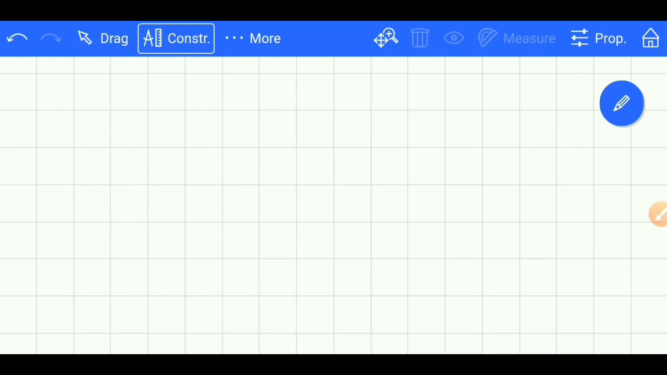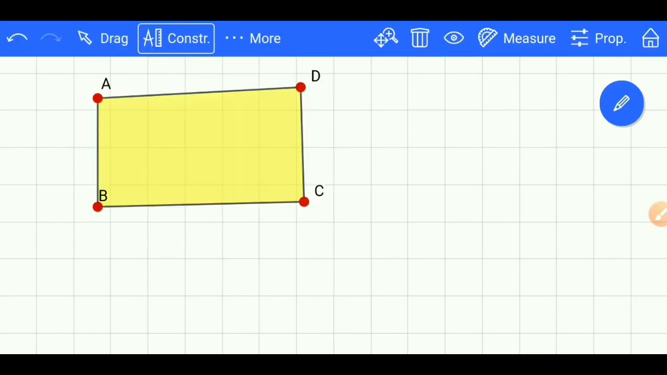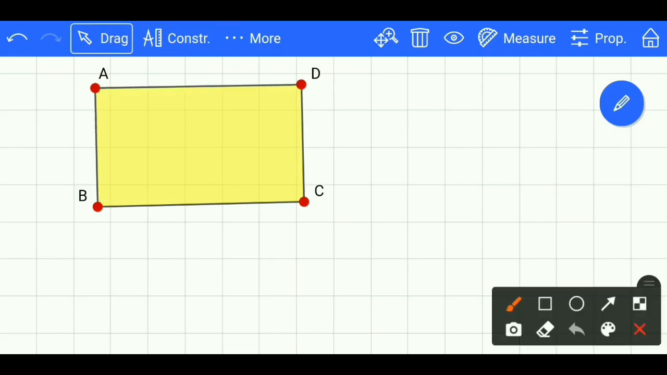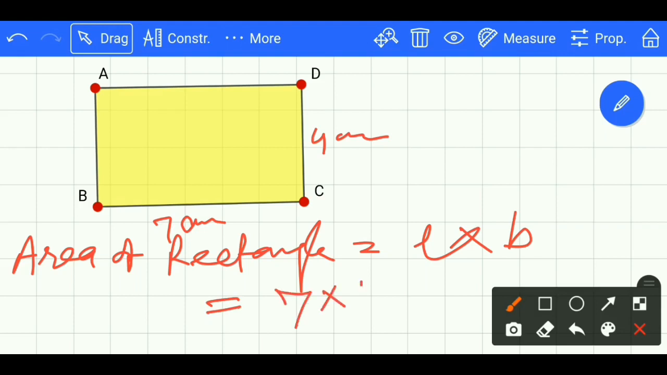Now we will find the area of regular shapes. Let ABCD be a rectangle, and the length of this rectangle is 7 centimeter and the breadth is 4 centimeter. So area of rectangle equals length into breadth. So it will be 7 into 4 equal to 28 centimeter square.